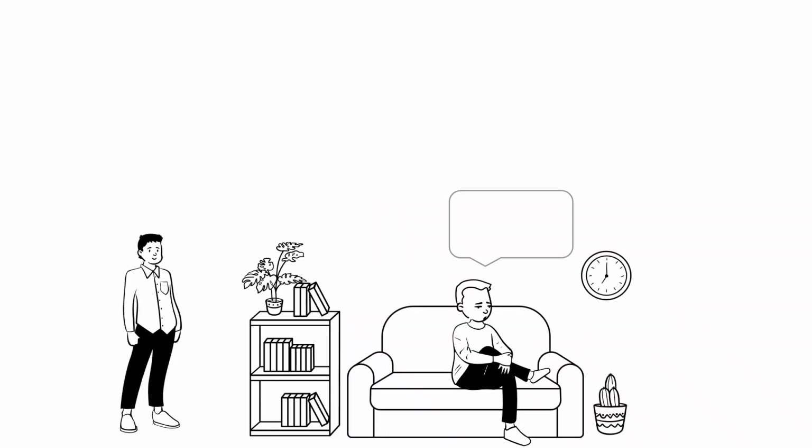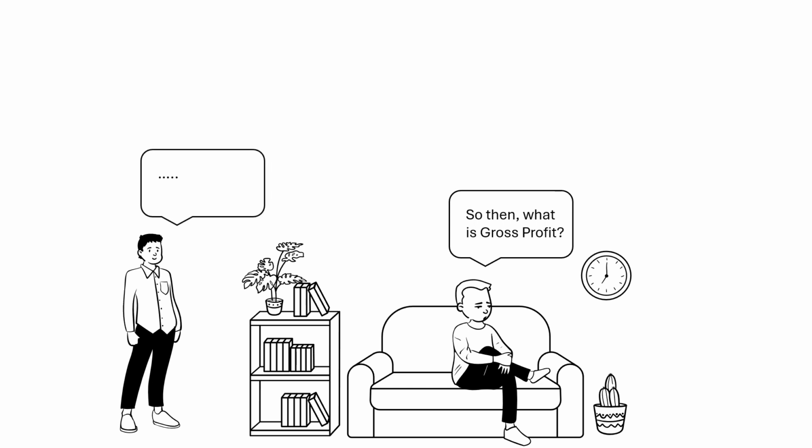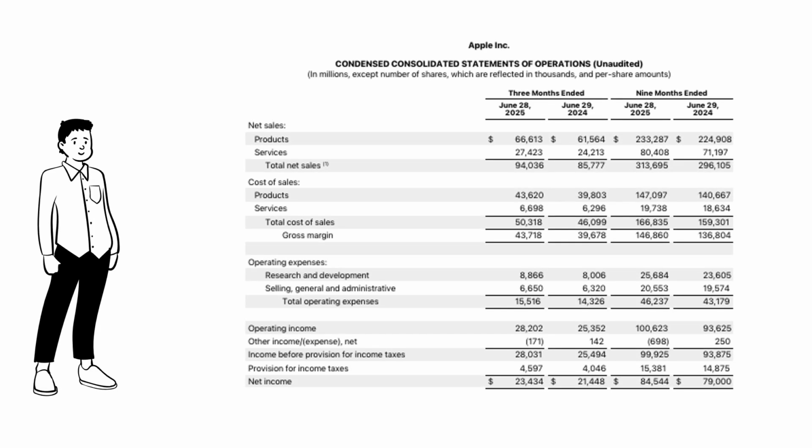So then, what is gross profit? Gross profit is revenue less cost of goods sold. All the money you collected minus what it cost you to sell those items. Gross profit as a number is kind of useless. What does it mean that Apple generated $43,718? Is that good? Bad? What about compared to the industry?